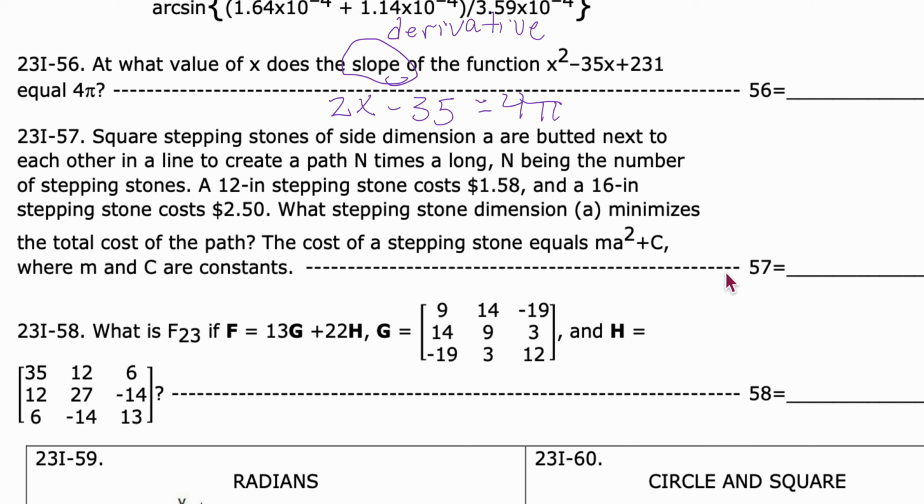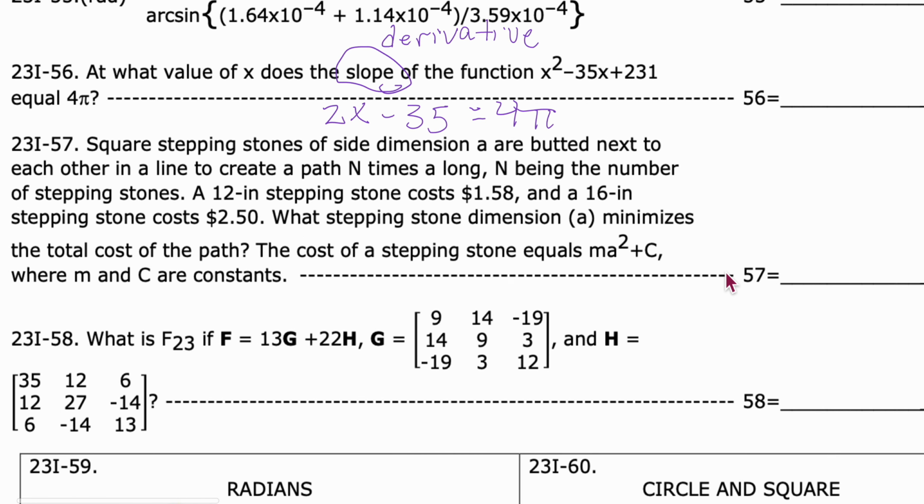For number 57, this is an optimization question, and this is one of the more elaborate optimization questions I have ever seen. In this case, we have to optimize the cost involving a path, and so we're going to have n amounts of stones, and we can choose between 12-inch stones that cost $1.58 and 16-inch stones that cost $2.50. And they ask what stepping stone dimension minimizes the cost. We're just going to talk about the setup here, but we're not actually going to solve it.